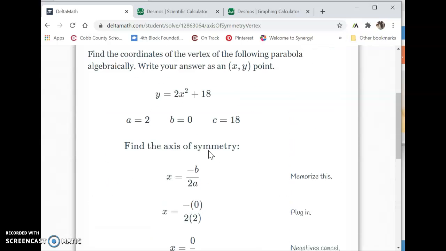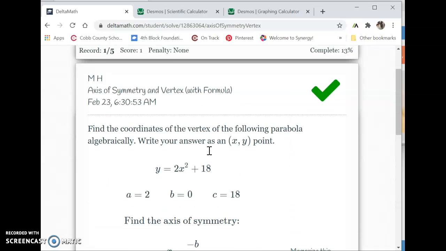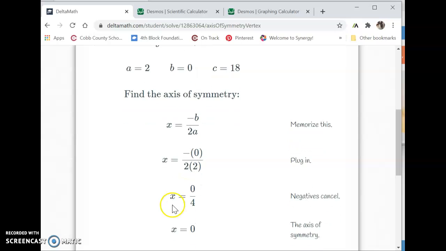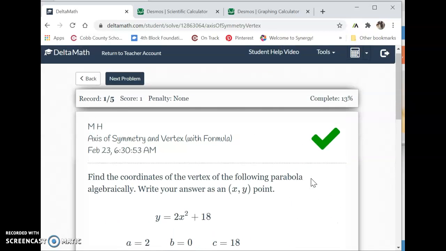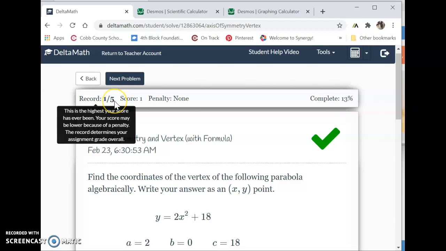Now sometimes, you guys, it's just going to ask you to find the axis of symmetry. If the directions say to find the axis of symmetry, you will need to write in x equals 0. The axis of symmetry is a line, and a line will have that x equals in it in order to get the answer correct. You have 5 problems to get correct on this, please.